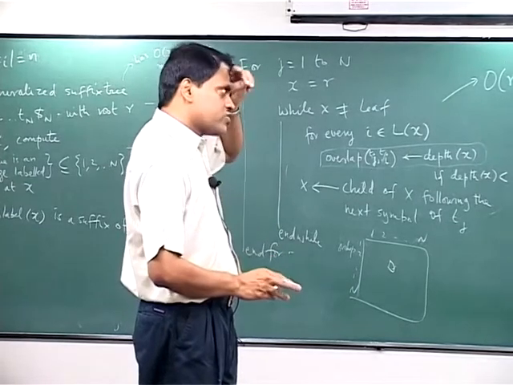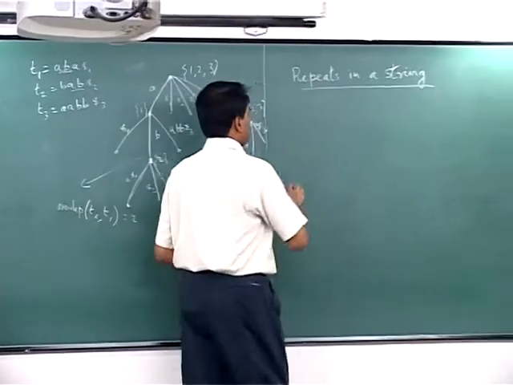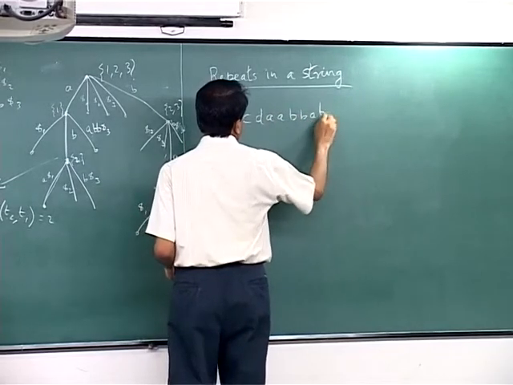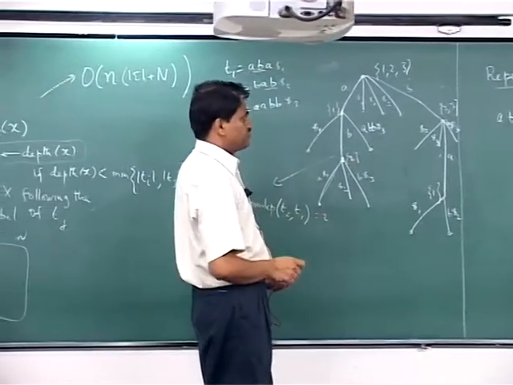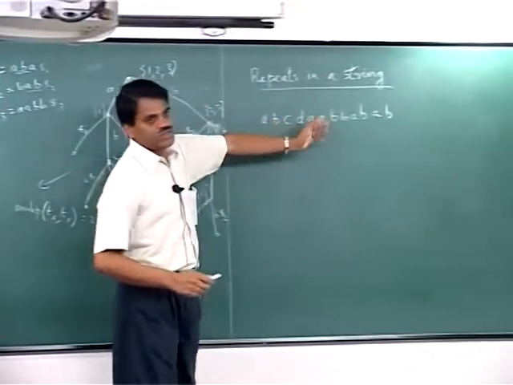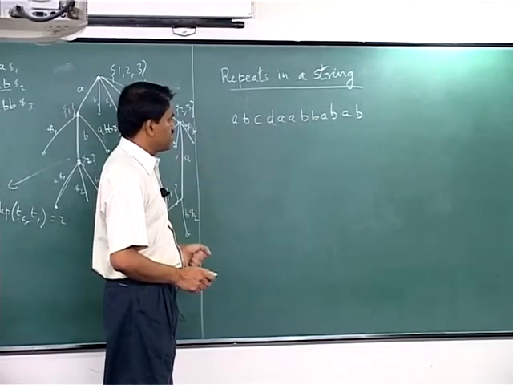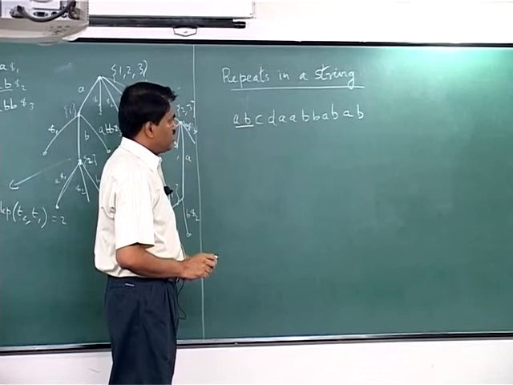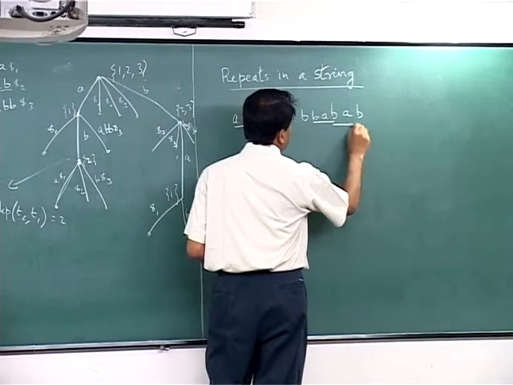Okay, so what is a repeat in a string? A repeat is some substring that repeats. You can think of the string A as a repeat because A is repeating at several places. B is a repeat. C is not a repeat. D is not a repeat. AB is a repeat. AB is appearing at several places. BAB is a repeat, but then it's sort of overlapping.